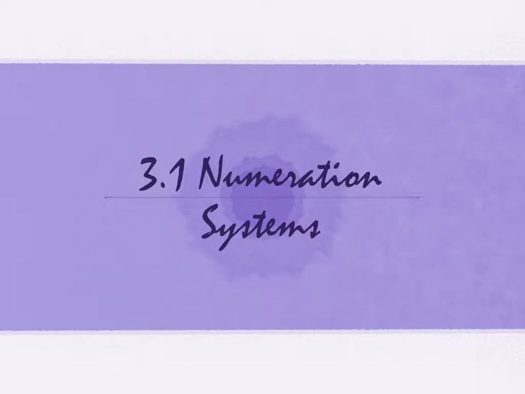Section 3.1 is titled Numeration Systems. And what we're going to do in this section is take a look back at how different civilizations have done mathematics in history. We're going to take their numbers and our numbers and compare them. We're going to look at some addition and subtraction things and conversions. We're also going to talk about why we don't use some of their systems anymore and some of the problems that are inherent in their systems.